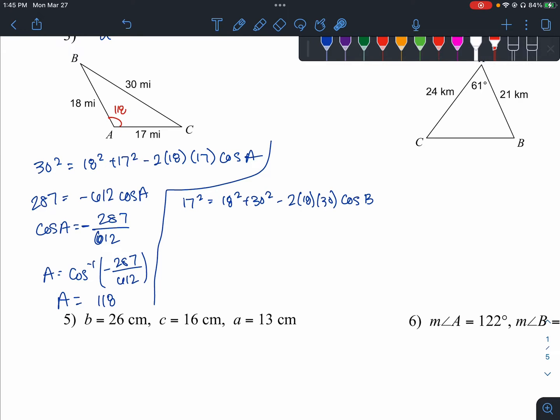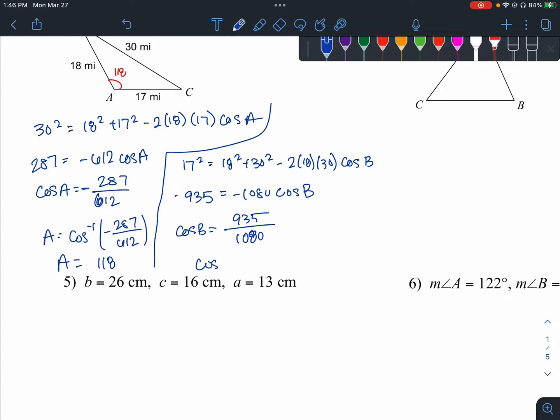And I get negative 935 equal to, I'm going to multiply these together. Negative 2 times 18 times 30, and I get negative 1080, and then a cosine of B. I'm going to divide both sides by negative 1080, so cosine of B is going to be equal to 935 divided by 1080. Note that I didn't use negatives here because negative divided by negative is going to be positive, so those won't matter.